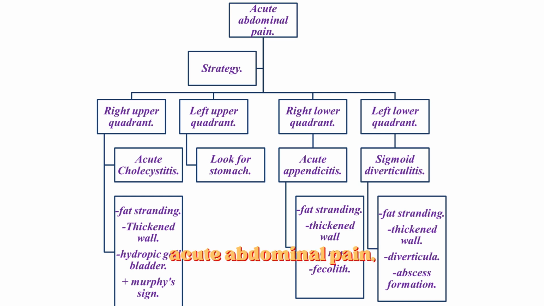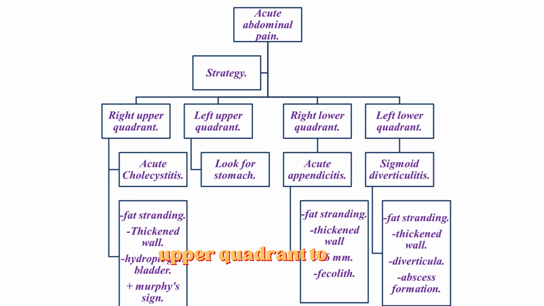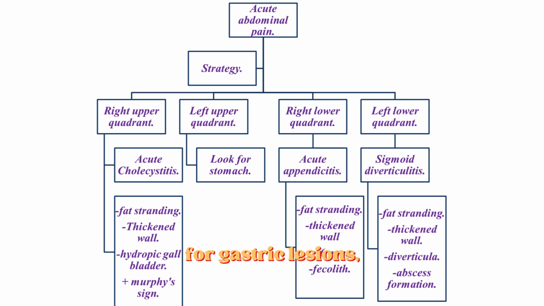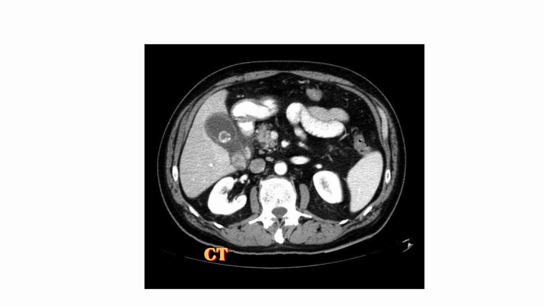In case of acute abdominal pain, my strategy is as follows. I have 4 sites first to be examined, which are the right upper quadrant to prove or exclude acute cholecystitis, left upper quadrant for gastric lesions, right lower quadrant mainly for acute appendicitis, and finally the left lower quadrant for sigmoid diverticulitis. This is a single CT axial image with acute cholecystitis.